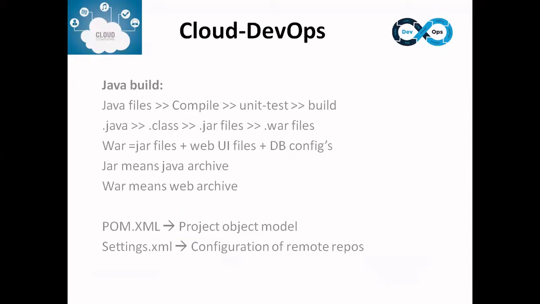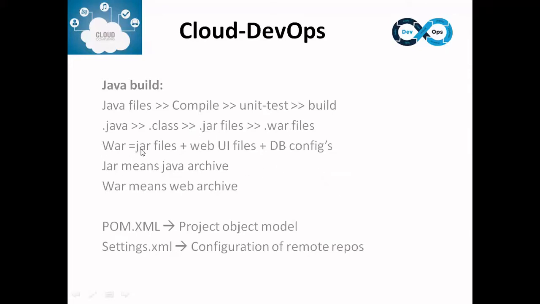So let's take an example of Java. You have developed some Java files, let's assume that. When you compile those Java files, the next stage would be doing the unit test. After that, the build process will start. Each stage will follow like this. Let's take input as .java. Once you compile, it will become .class. Once you do some archive method like build, it becomes jar files. And if you compress with UI files, user interface files, it will become war.